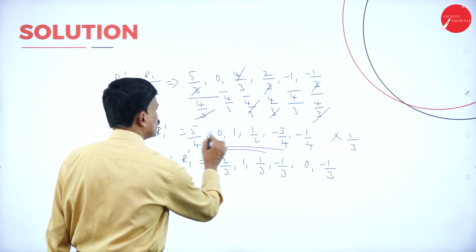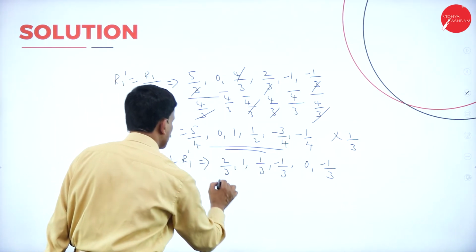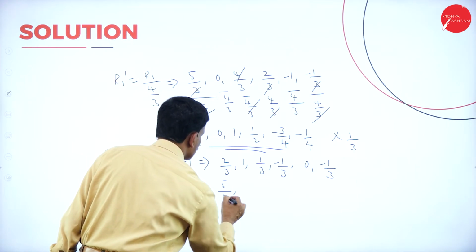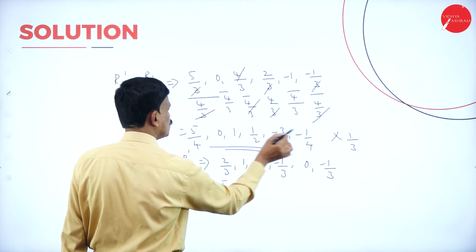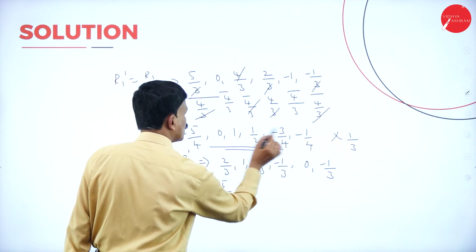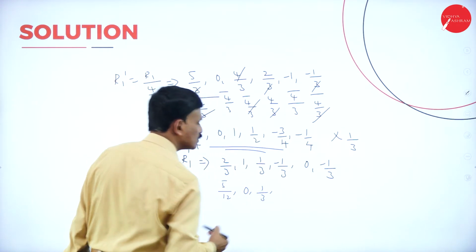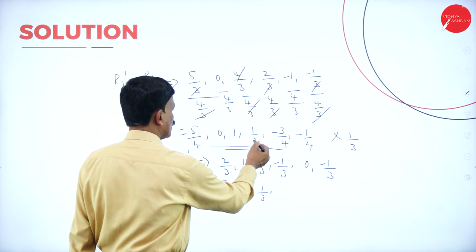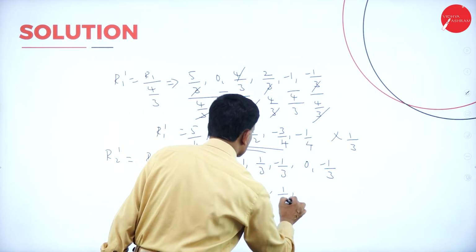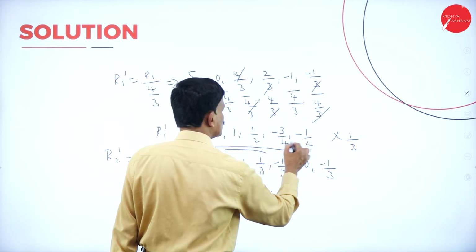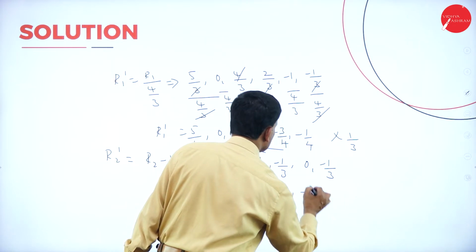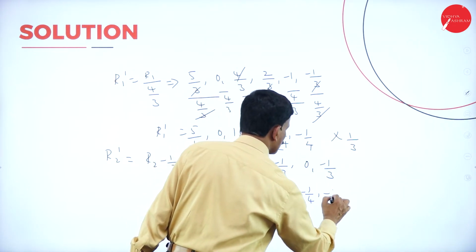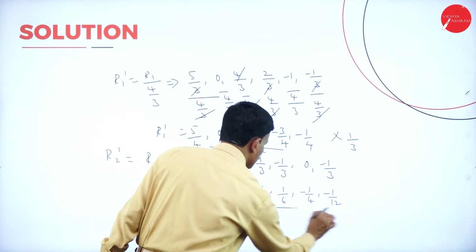5 ones are 5 by 3 fours are 12. Again 0 into this is 0. 1 into 1 by 3 is 1 by 3. 1 by 2 into 1 by 3 is 1 by 6. 3 gets cancelled, minus 1 by 4. Again minus 4 3s are 12. Now subtract this, that's it.